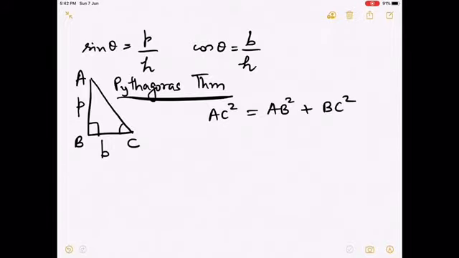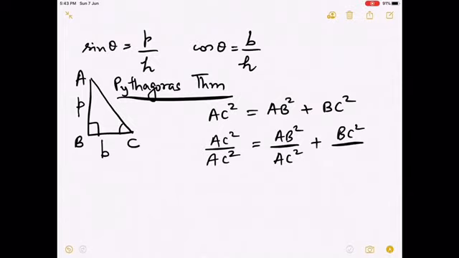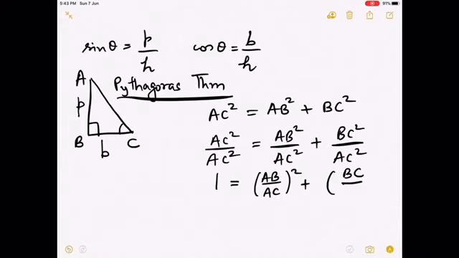What happens if we divide here by AC square? So we write here AC square upon AC square, we are dividing by AC square, that will be written as AB square upon AC square, and that will be written as BC square upon AC square. Now as the elementary calculation will tell you, AC square upon AC square is 1. AB square upon AC square can also be written as AB upon AC whole square, and BC upon AC whole square. We can write like this.